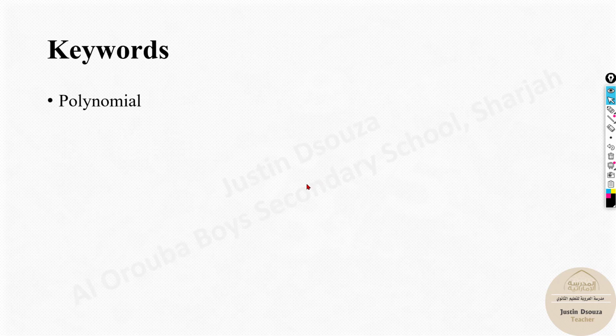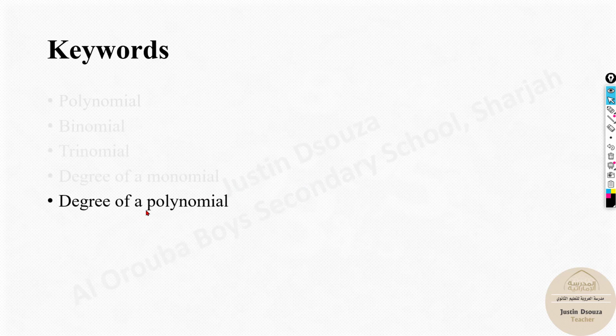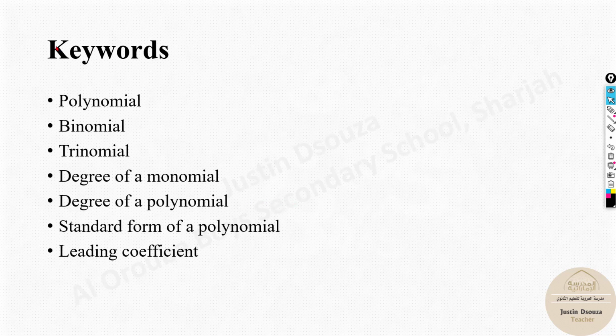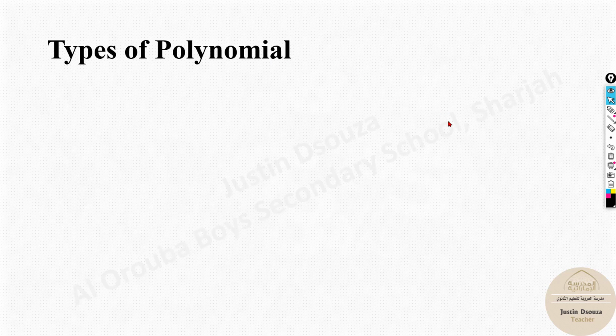And the keywords are polynomials, binomial, trinomial, degree of a monomial, degree of a polynomial, standard form of a polynomial, leading coefficient. We will look into all of this very soon. So we will begin with a few of the basic things about polynomials. What exactly is a polynomial? If you see anything like this, x for example, or x to the power 2, and say minus 2x, all these are polynomials.